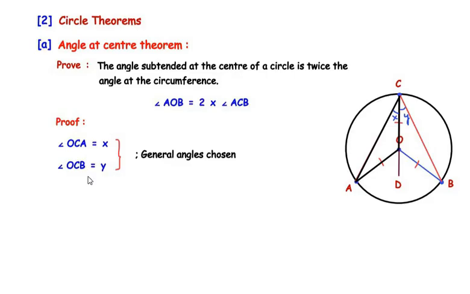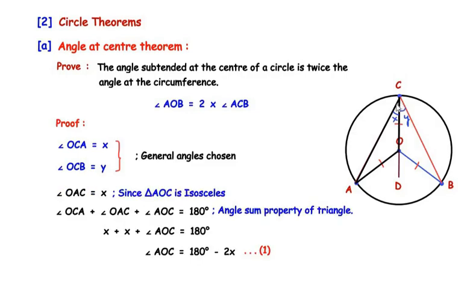Let us start with the proof now. Now let us consider angle OCA as x and angle OCB as y, that is general angles chosen. And let us now consider the triangle AOC. Now since we know that the triangle AOC is an isosceles triangle, if we have considered angle OCA as x degrees, then angle OAC also becomes x degrees. So here we have written angle OAC is equal to x since triangle AOC is an isosceles triangle.